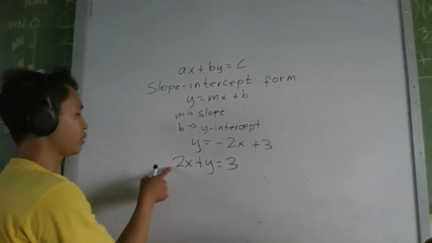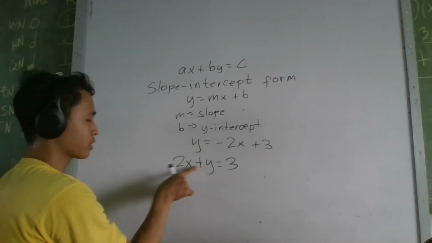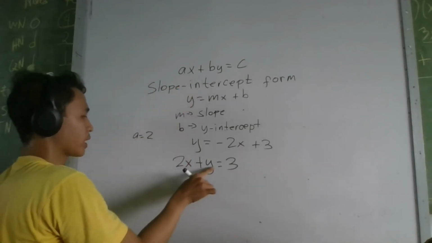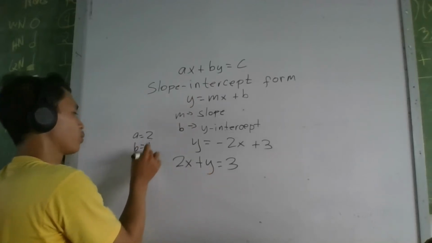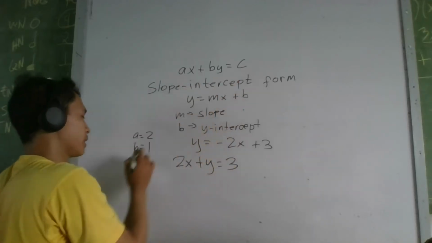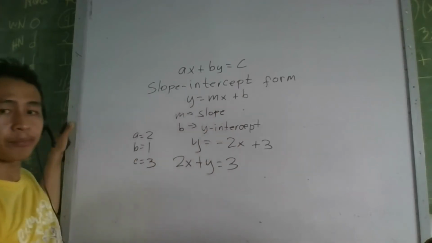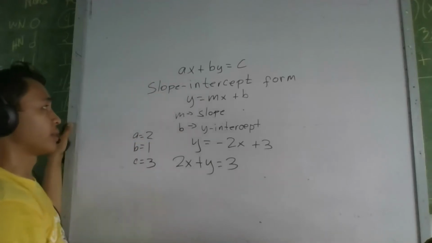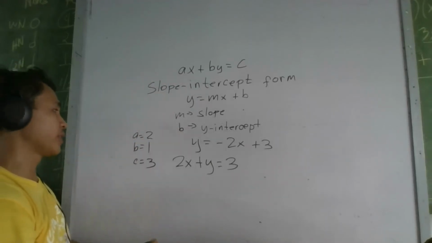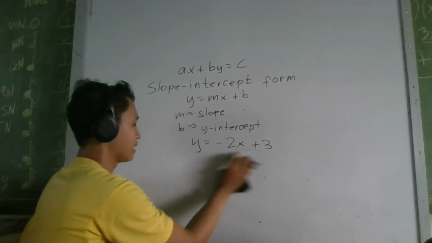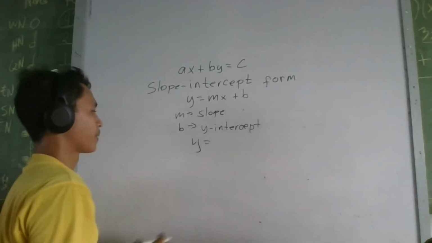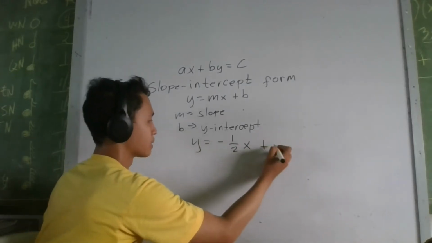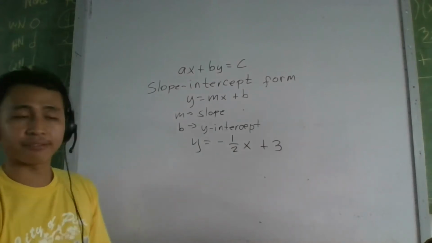Okay? This time, yung a is 2, b is 1, c is 3. Yung katabi ng x is a, so 2. Yung katabi ng y here is b, that is 1. Yung c is our constant, so c equals 3. That is how you convert slope-intercept to standard form. Now, let's proceed with another example. Let's say, for example, we have y equals negative 1/2 x plus 3.